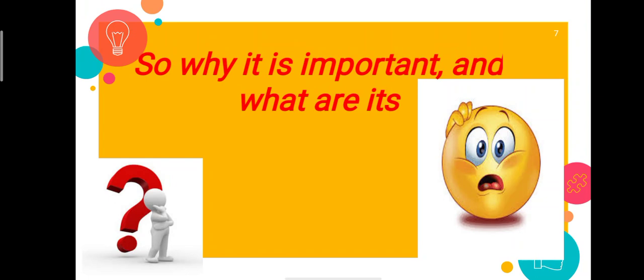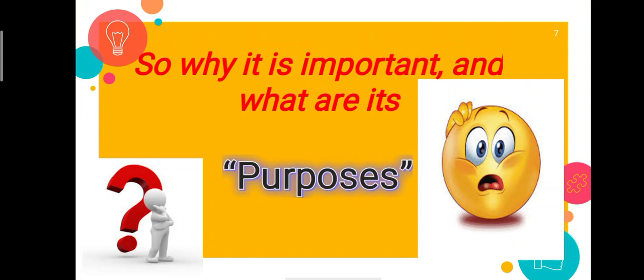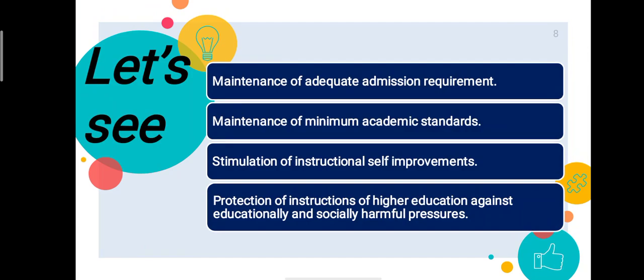Now, why is it important and what are its purposes? As we see, accreditation gives the grant and the rank of the colleges and universities. So we have to learn about its purposes and why it is so important. First, maintenance of adequate admission requirements. By the control of these accrediting agencies, adequate admission is maintained because there will be limited seats for limited students who are eligible for the limited education. Then, maintenance of minimum academic standards. For taking admission in something like BSc nursing, 12th science plus biology is required. This criteria is set by the accrediting agencies.